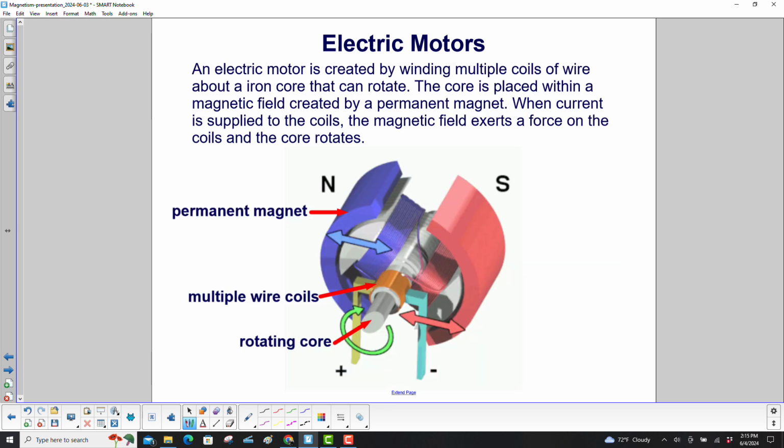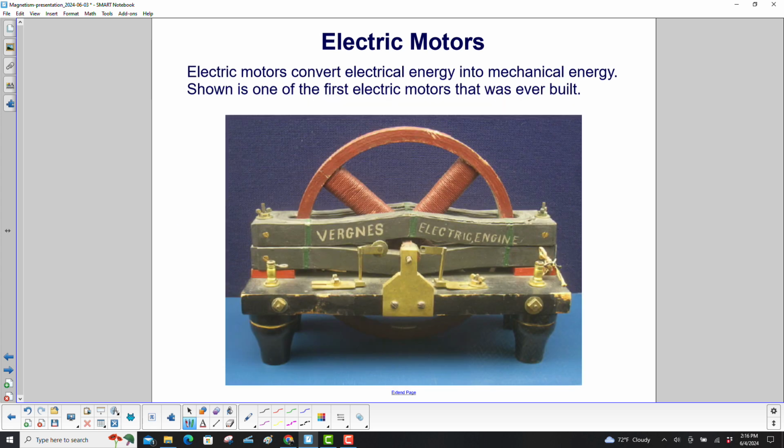An electric motor is created by winding multiple coils of wire about an iron core that can rotate. So here's our multiple coils circling our rod here, our iron core. The core is then placed within a magnetic field created by a permanent magnet, which is represented by blue on one side, pink on the other. When current is supplied to the coils, the magnetic field exerts a force on those coils and the core rotates. Electric motors convert electrical energy into mechanical energy.